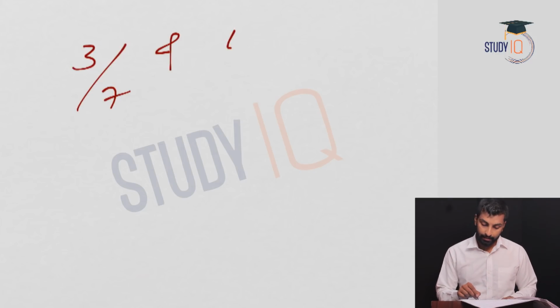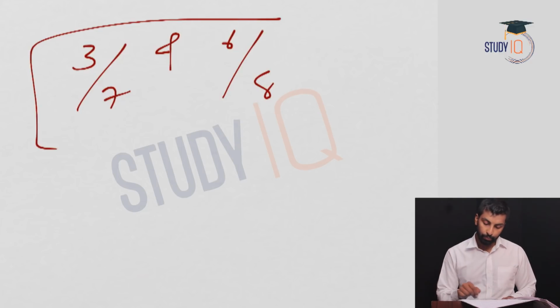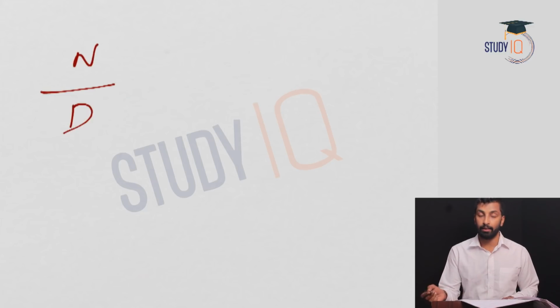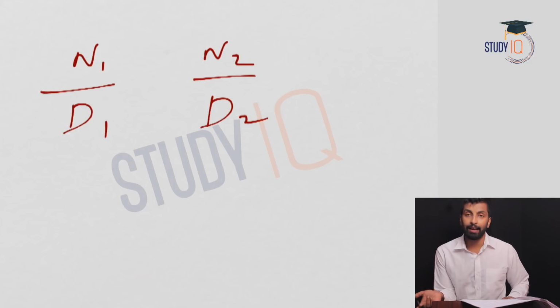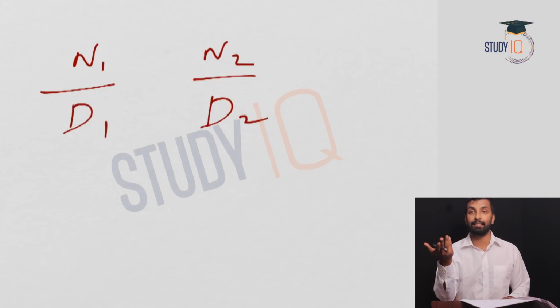Now, what if I ask you LCM of fractions? It's like if I give you two numbers, 3 by 7 and 6 by 8, something like this. What is the LCM of these two? Or if I give you numbers with numerator and denominator, let's suppose n1 d1 and n2 d2, etc. Maybe d1 and d2 may be common. So generally you understand LCM of fractions or rational numbers.